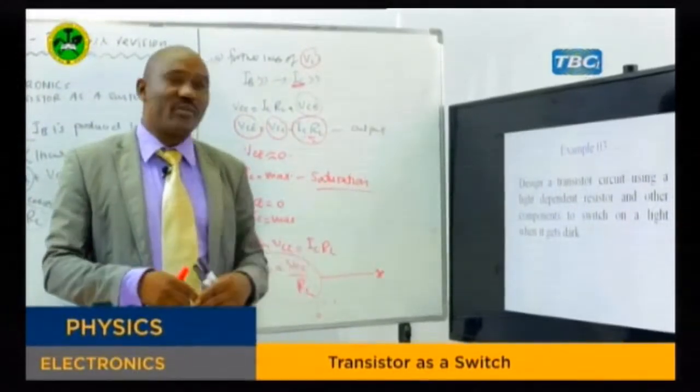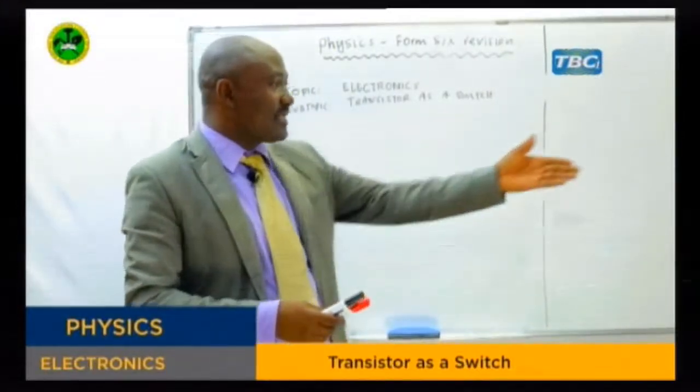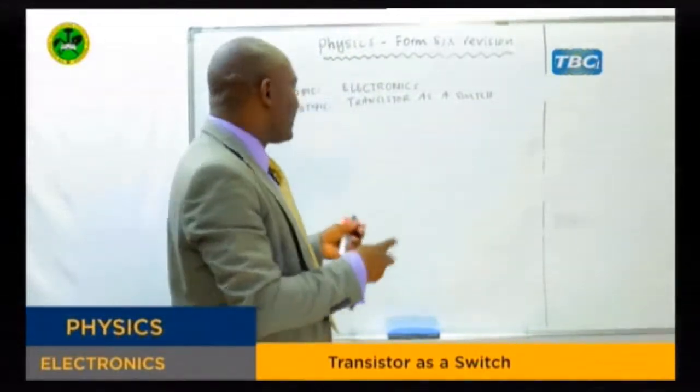The lights will be switching on automatically. This automatic switch, as I said. Okay, now to start solving this question, first you should know what you mean by a light dependent resistor.